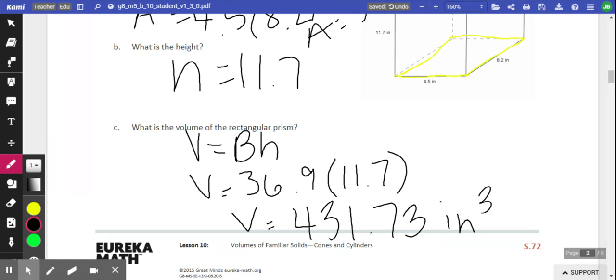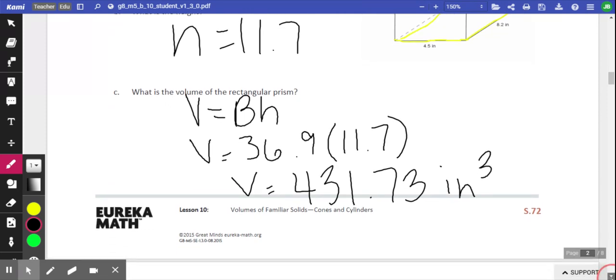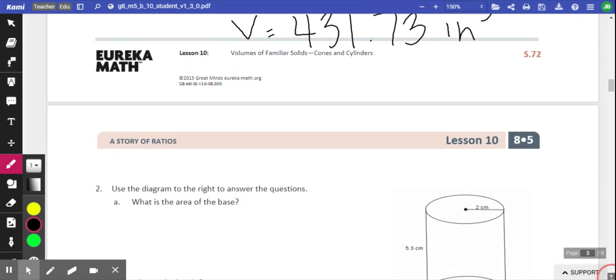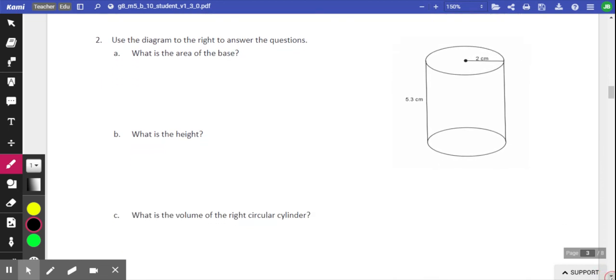A good way to check the exponent on your units here is, since this is a 3D shape, your unit should be cubed or raised to the third power. 2D shapes, your unit is going to be squared or raised to the second power. And that's really all that you have to do for rectangular prisms. Pretty simple. Okay. Now, let's move on to number 2.